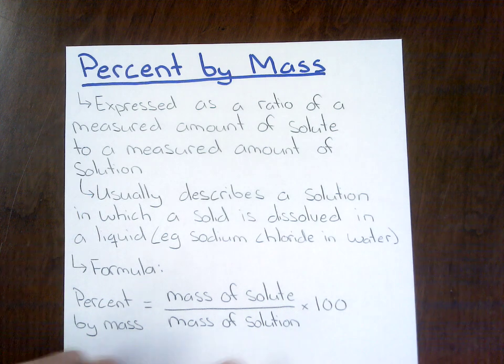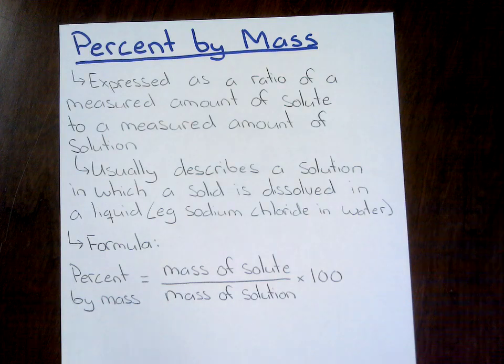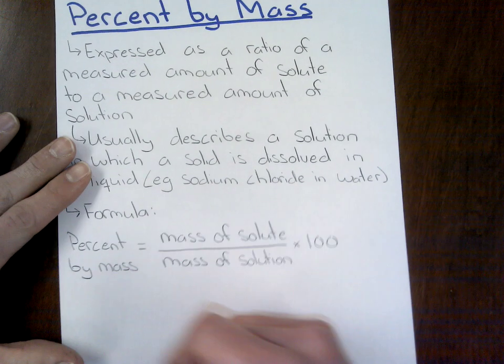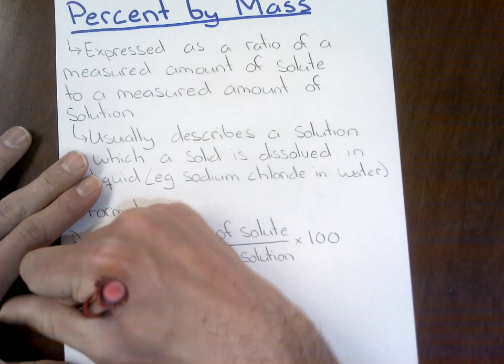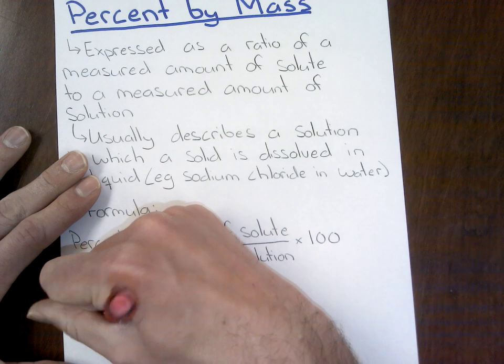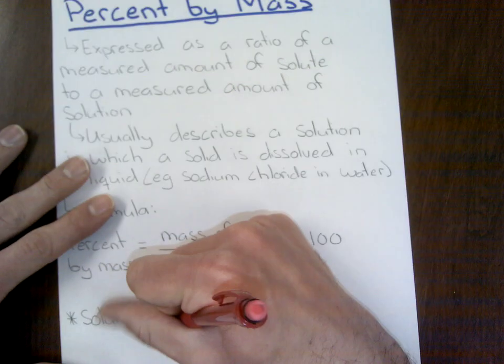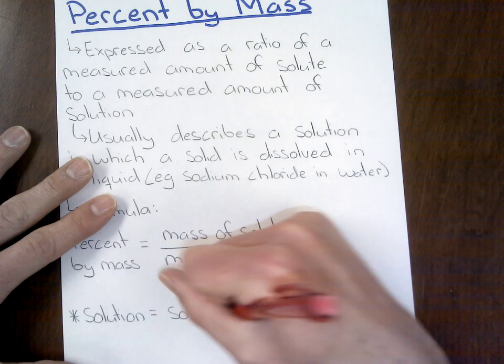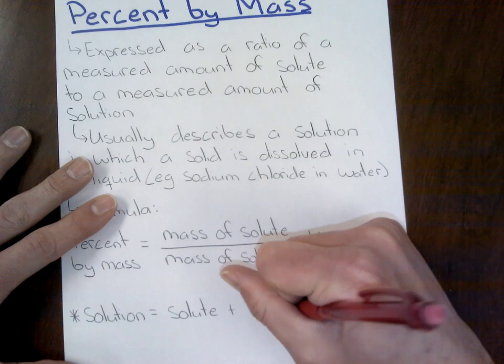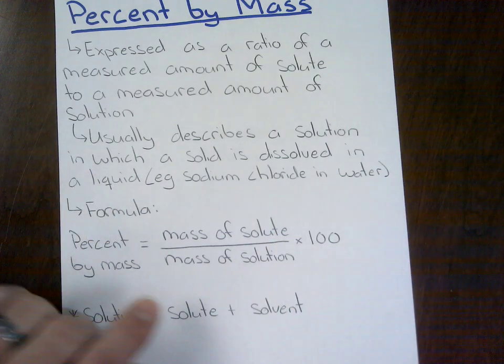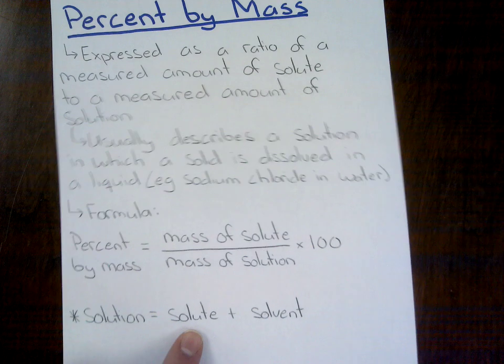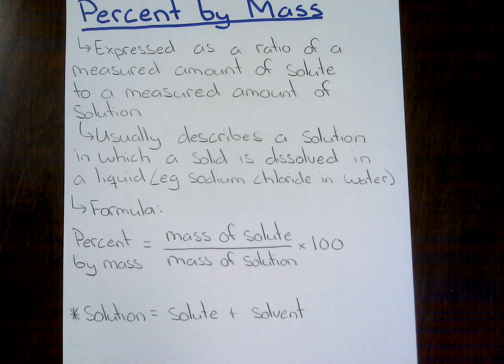Now, I want to pause and just talk about this mass of the solution. Remember, the solution is composed of a combination of the solute plus the solvent. So I'm going to write this down here as a special note that the solution is equal to the solute plus the solvent. So when we go to find the mass of the solution, we need to add together the solute and the solvent.